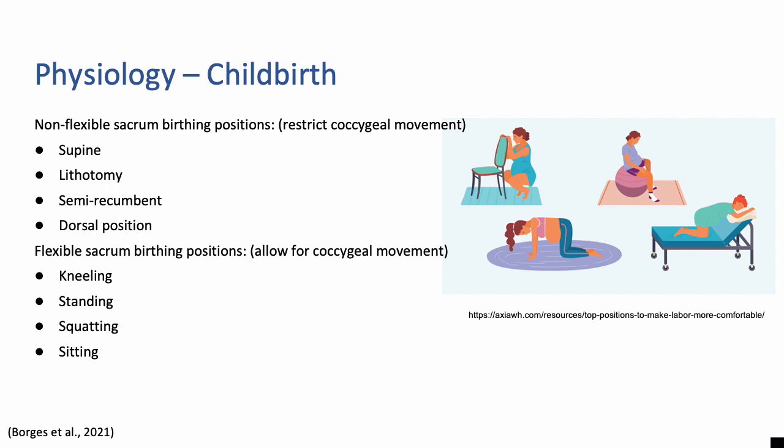So there are non-flexible sacrum birthing positions and flexible sacrum birthing positions. Now, the non-flexible positions are going to restrict coccygeal movement, and those are going to be basically any position on the back. We have supine, just laying flat on the back; lithotomy, where the legs are lifted; semi-recumbent, where the torso is lifted; and then dorsal position, which is dorsal hook-lying position. The flexible sacrum birthing positions are going to allow for coccygeal movement. Those are kneeling, standing, squatting, sitting, even side lying.